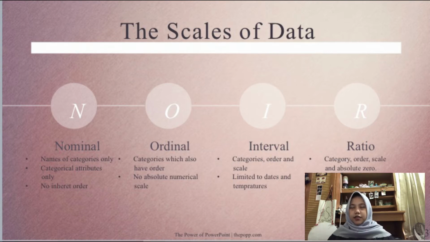The last is ratio scale of data. There are category, order, scale, and absolute zero. Here we combine all the scales: we name, we order, and we measure the scale. And the examples of this scale are like the number of mobile phones your family owns. It can be the height of people and the weight of people.